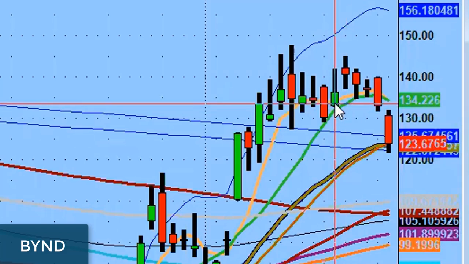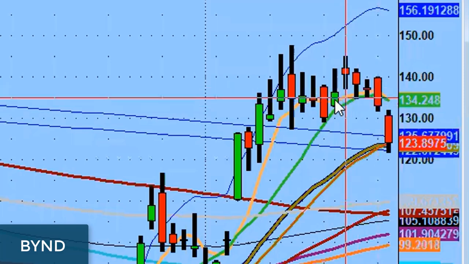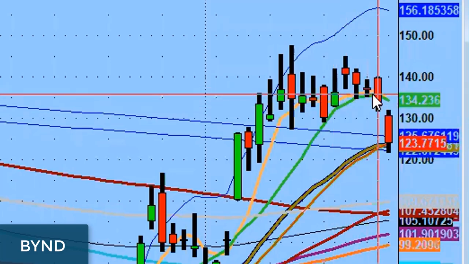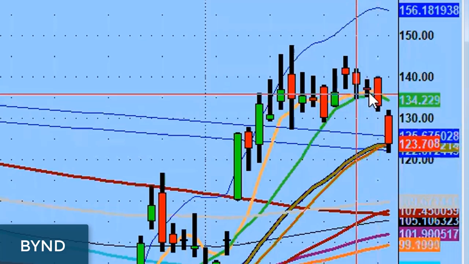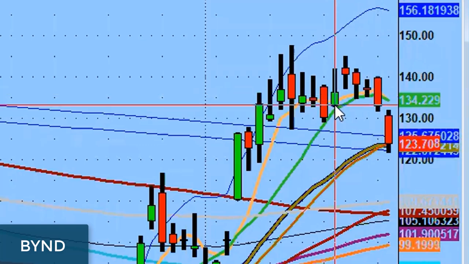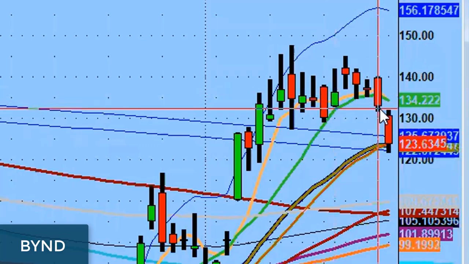The low here was 132.60s. It broke that from yesterday. Matter of fact, BYND broke 34 yesterday, right? That's the start of the whole sell-off. It broke the 3260s and put in a low of 131.50.